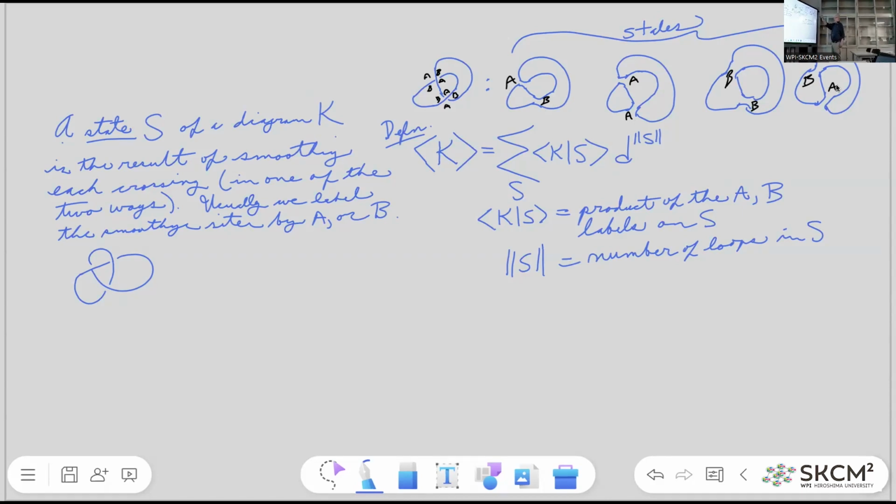So now, anyway, it's well defined, and this is well defined. And now what I'm claiming is, let's not do the trefoil just yet.